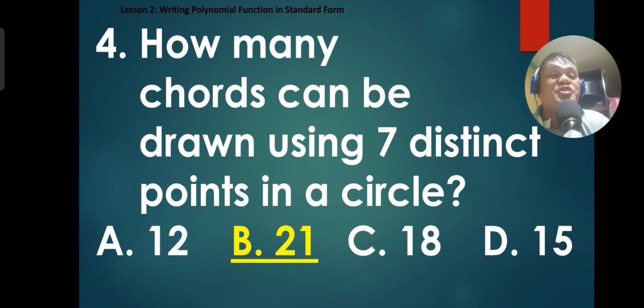Anyway, you are given the chance to solve with your own understanding using the formula, and I just hope we have the same answer, which is 21.